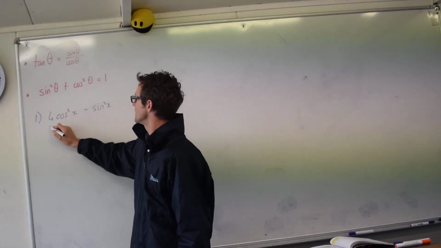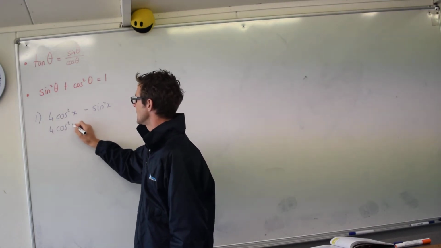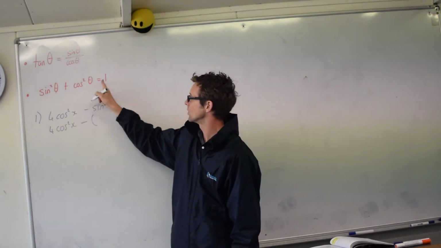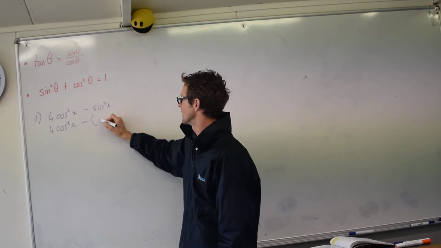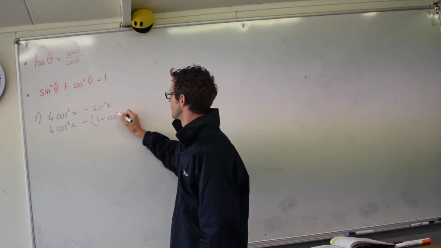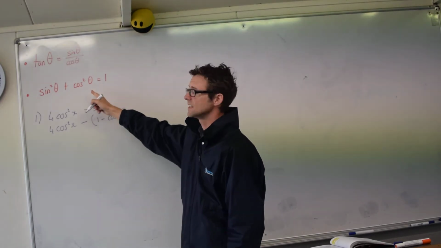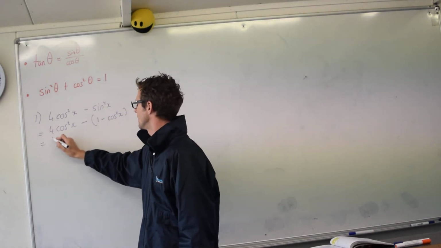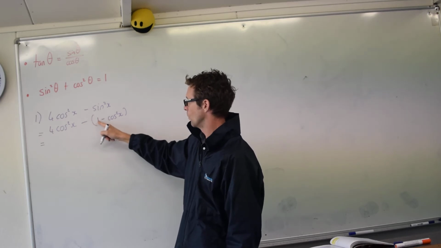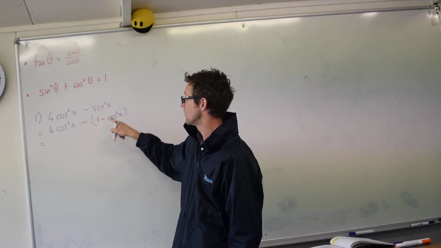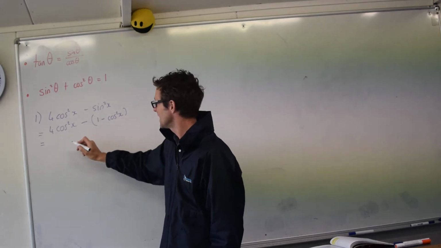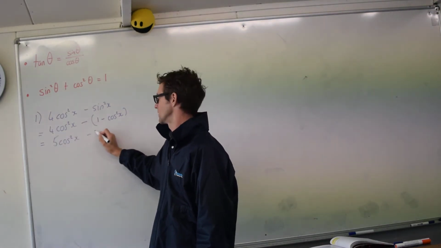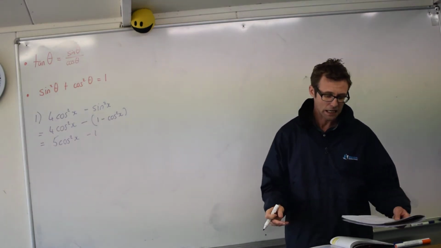So using our identity here, 4 cosine squared x minus, and we can say that sine squared x is equal to 1 take away cosine squared x. Using this identity here, and then if we simplify that, well, the minus 1, that's easy enough, minus minus cosine squared x is a positive cosine squared x, so we're going to end up with a total of 5 cosine squared x minus 1, and that's question 1 done and dusted.